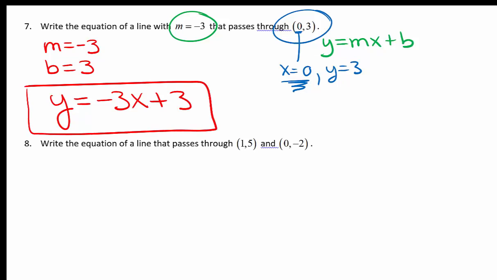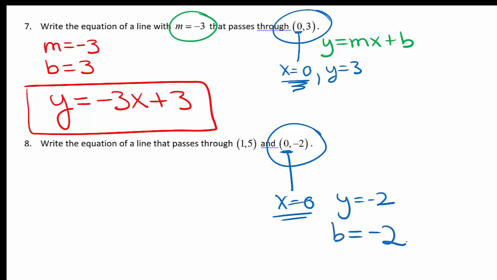We can do something similar in example 8. This time they're giving us 2 points that the line goes through. One of those points happens to be the y-intercept. That's the one with the 0. When x equals 0, y equals -2, that tells me my y-intercept is -2. Again, the y-intercept always has an x value of 0.